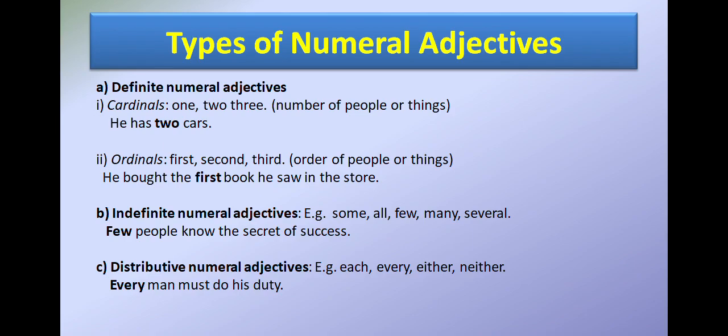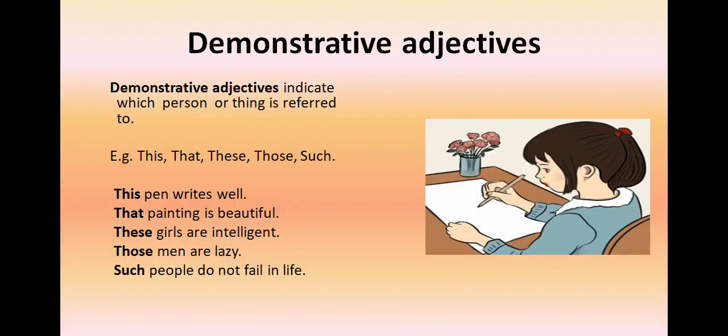He bought the first book he saw in the store. Then come indefinite numeral adjectives. For example, some, all, few, many, several. Few people know the secret of success. We saw that these indefinite numeral adjectives were also used with adjectives of quantity. But the difference is that there they are used with uncountable nouns. Here they are used with countable nouns. The distributive numeral adjectives are each, every, either, neither. Every man must do his duty.